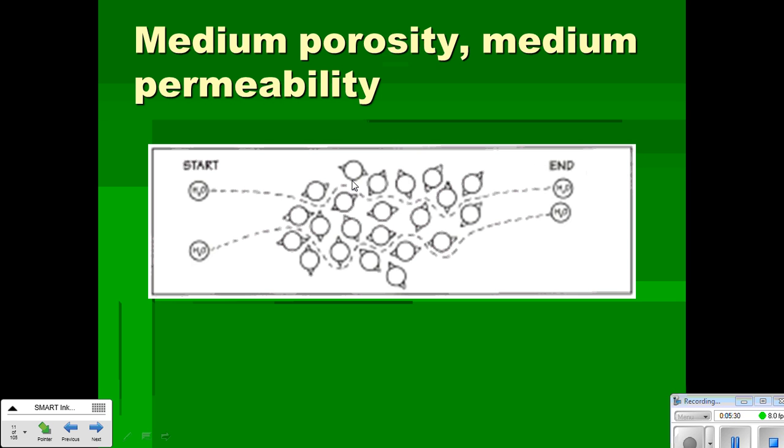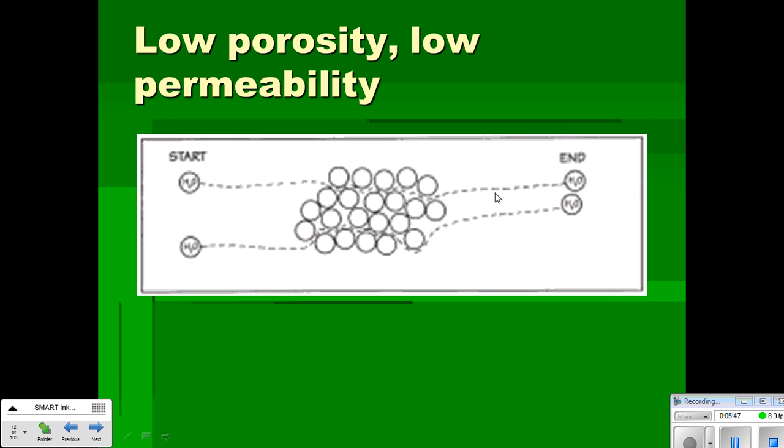The next one's going to be medium porosity and permeability because they're not as big, they're not as spread out, they fit together a little bit better, so it's harder for this water to come through because they fit together better. The last one, they're really close together, so it's going to be low porosity and low permeability because they all fit together really well, and it's hard for that water to come through and get over here to the other side because they fit so well together.